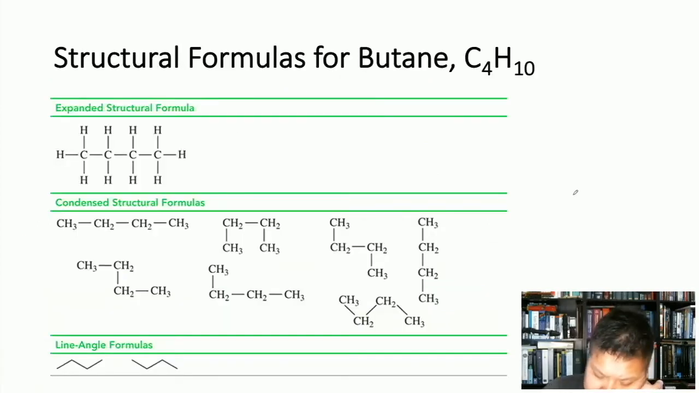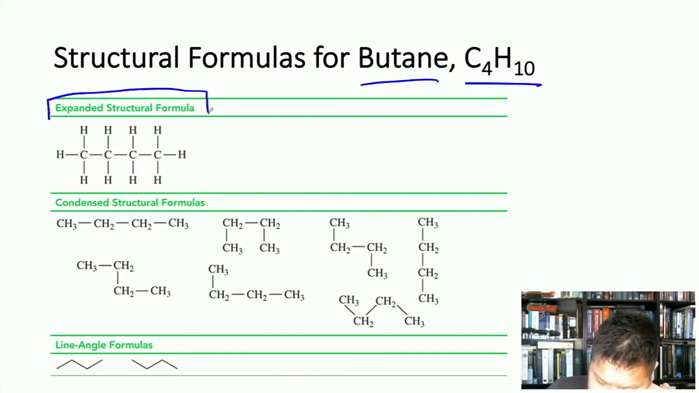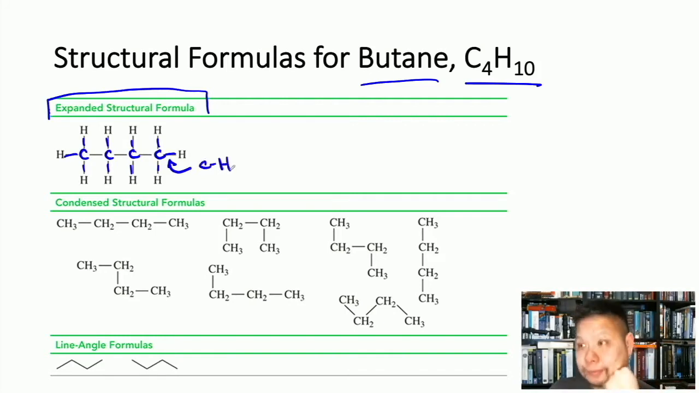So when drawing structural formulas for butane, which is C4H10, we have here the expanded structural formula. It looks very much like the one from methane and ethane, except instead of having 1 or 2 carbons, we have 4 carbons. And each one of those carbons is covalently bonded to hydrogens, 10 in total. And that's what we call an expanded structural formula. We call it that, I forgot to say, because we actually draw the bond between the carbon and the hydrogen, right?